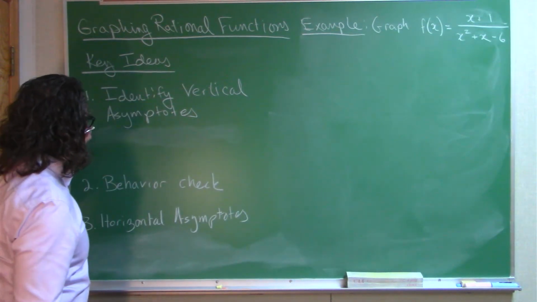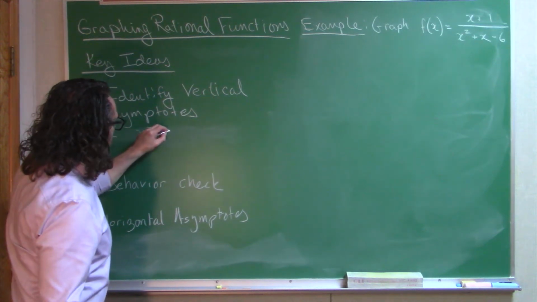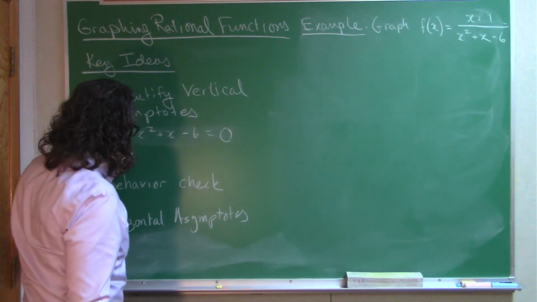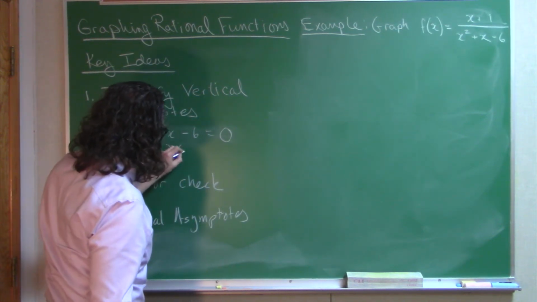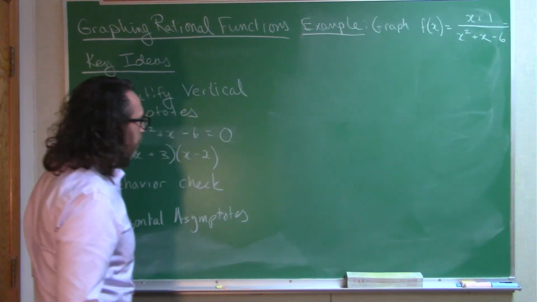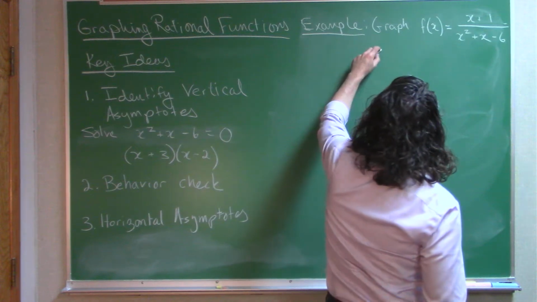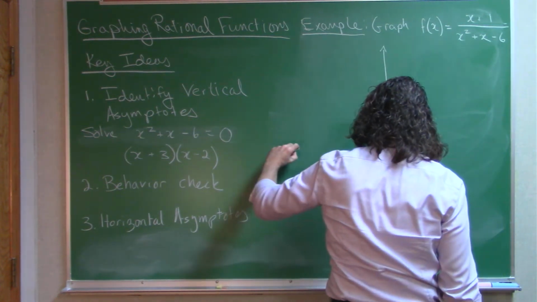So we're looking for our vertical asymptotes. That always involves solving an equation. x squared plus x minus 6 equals 0. So we factor into x plus 3, x minus 2. So this graph is going to have 2 vertical asymptotes as opposed to the last graph, which only had 1.